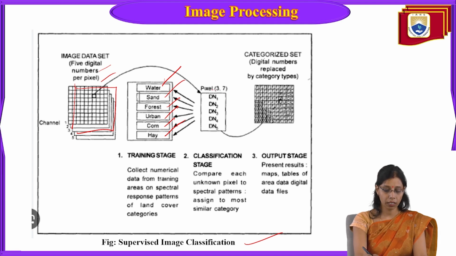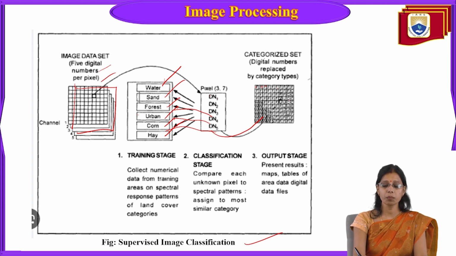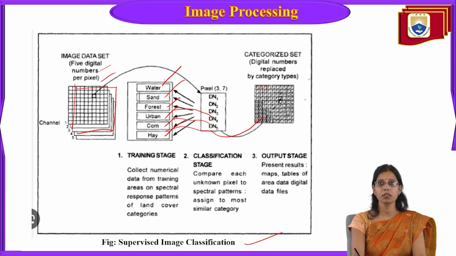We convert DN1 as water, DN2 as sand, DN3 as forest, DN4 as urban area, DN5 as corn. Now when we see the final categorization output, wherever you see F here, all F means forest. All the pixels which have F are called forest. All the pixels which have S are sand. All the pixels which have W are called water.